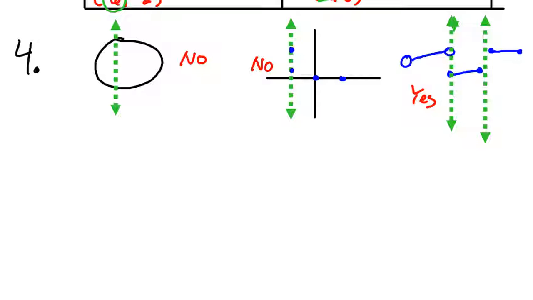Okay, and everything else is pretty straightforward. Just draw the vertical lines through it. If you can draw a vertical line, hit it 2 times, it's not a function. If you draw vertical lines and only hit it 1 time or no times, then you're okay. And they'll give you 5 or 6 different graphs and just have you play around with those.